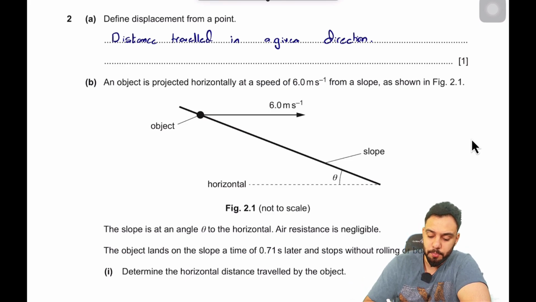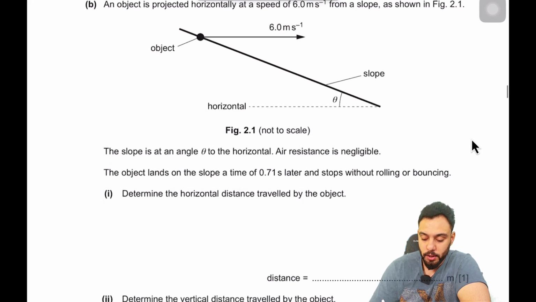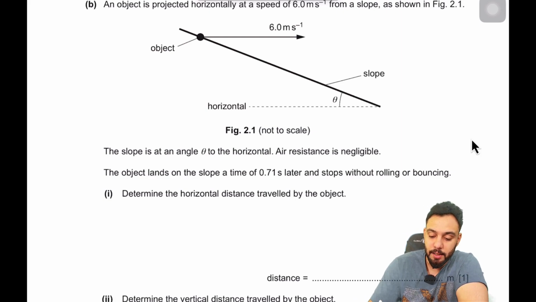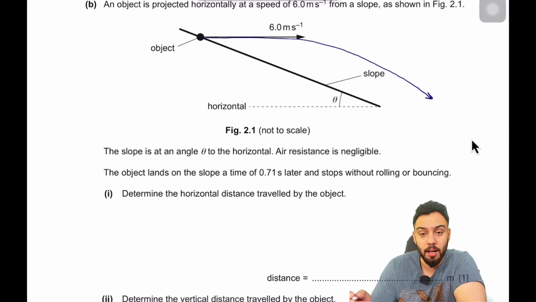An object is projected horizontally at a speed of 6 meters per second from a slope as shown in figure 2.1. The slope is at an angle of theta to the horizontal. Air resistance is negligible. The object lands on the slope a time of 0.71 seconds later and stops without rolling or bouncing. Determine the horizontal distance traveled by the object. Okay, so they're saying that there's an object, definitely it would have been projected. It's basically a case of half projectile. So it would have been projected and it came down.